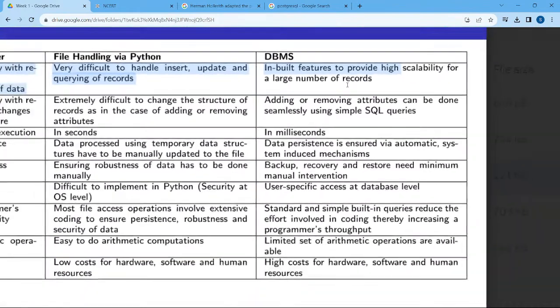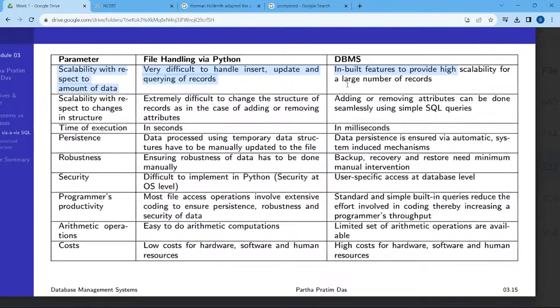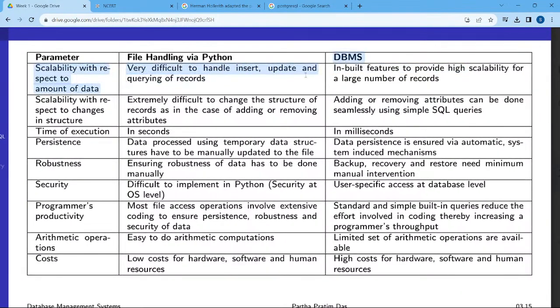So let's compare. Comparison is a bad game, but we need to compare things. Scalability: very difficult in Python. File handling, I would be using file handling and Python synonymously, whereas DBMS has an inbuilt feature to provide high scalability for a large number of records. Scalability with respect to changes in structure, and scalability with respect to amount of data.